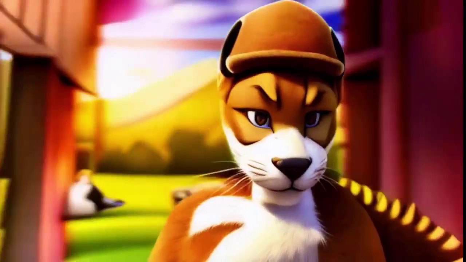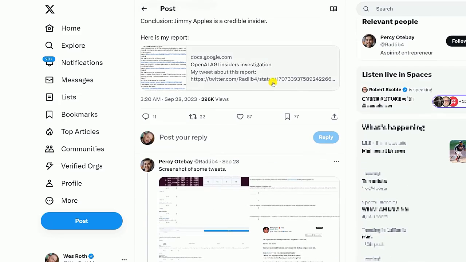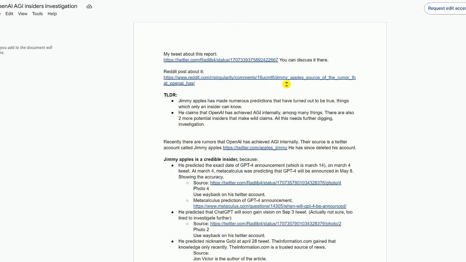And next, we have to talk about Jimmy Apples. Jimmy freaking Apples. Who is Jimmy Apples? I haven't heard this name until very recently. But basically, Jimmy Apples has made numerous predictions that have turned out to be true, things which only an insider can know. They're talking about OpenAI here, an insider in OpenAI. He claims that OpenAI has achieved AGI internally, among many other things.